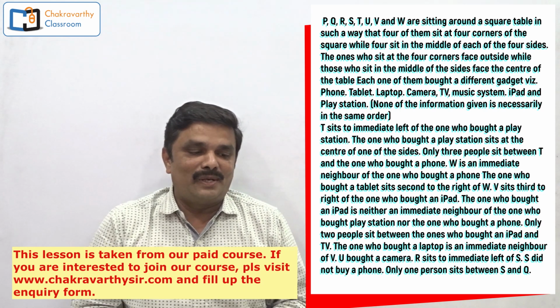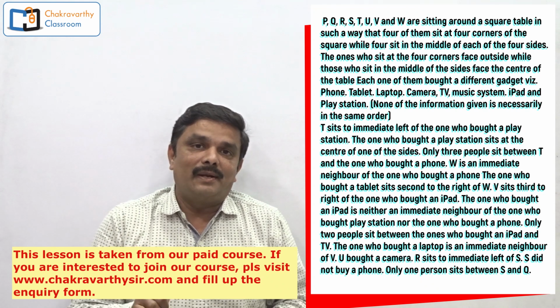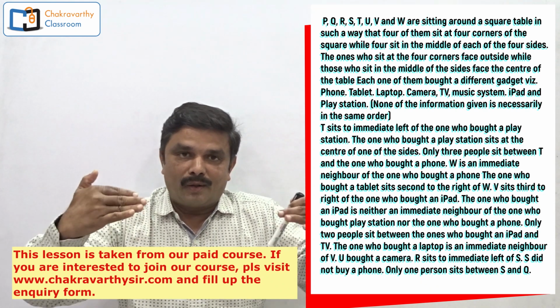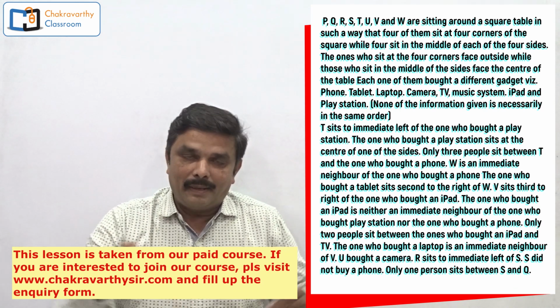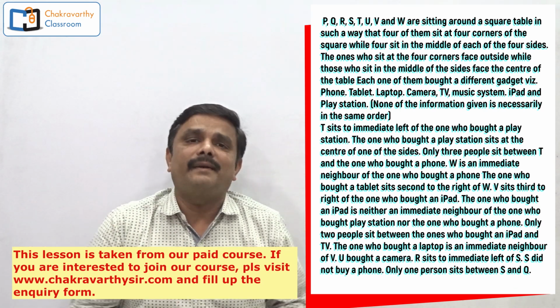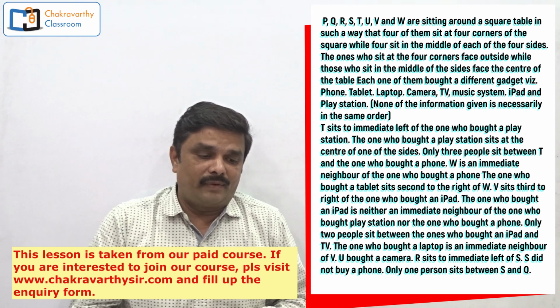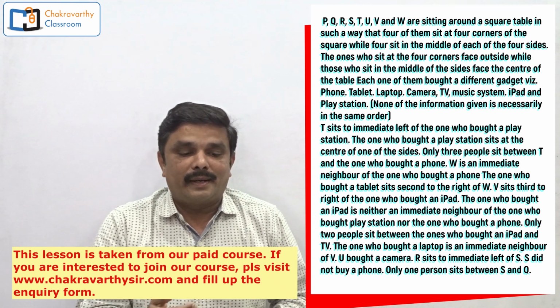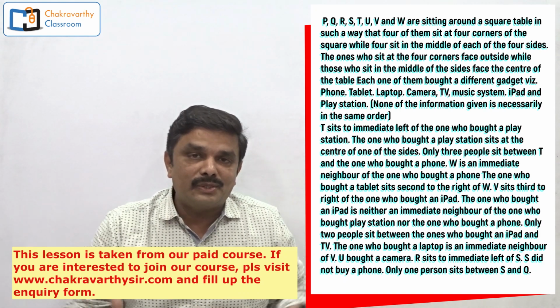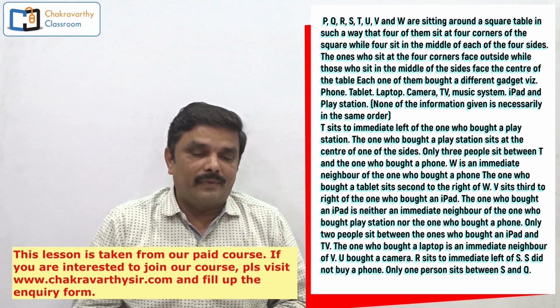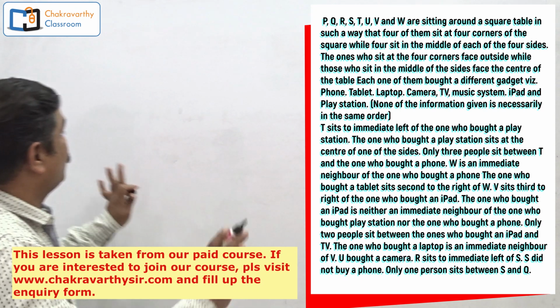Now here what we need to do: a square table is given, 4 on the corners, 4 in the middle. Those on the corners are facing outside and the middle people are facing the center. One more parameter they have given is that they bought some electronic gadgets, tablet, laptop, camera and so on. So we need to arrange them accordingly with the help of the clues. First, students, how to start this one?